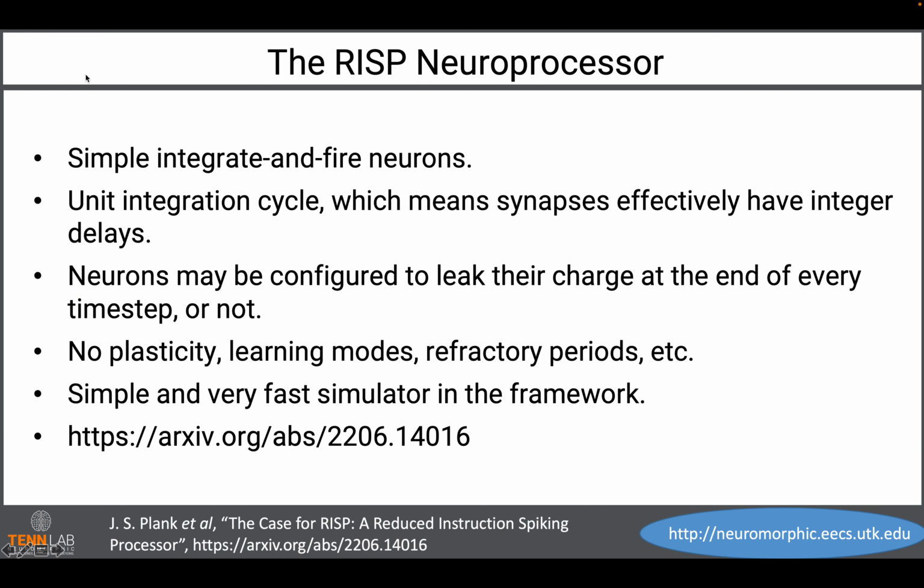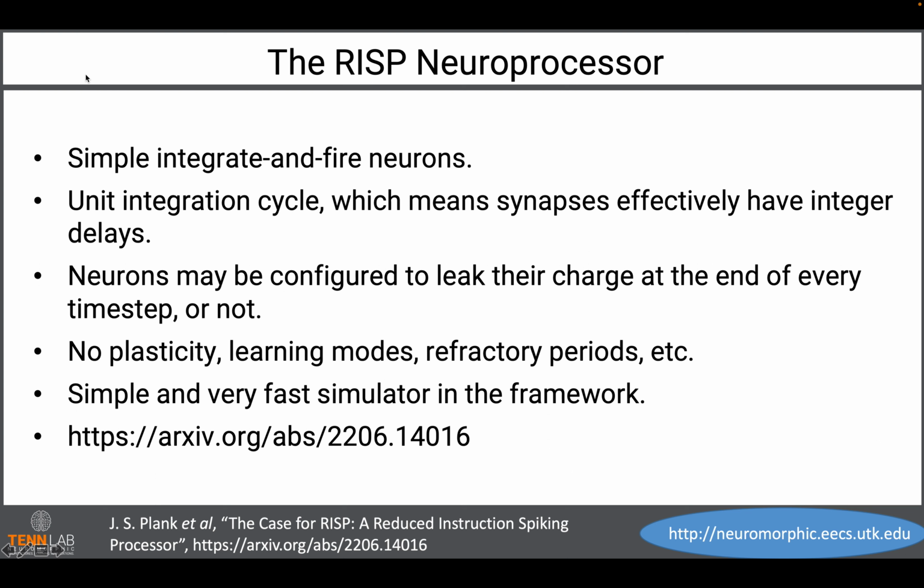So I'll talk a little bit about the RISP neuroprocessor. This is the one that we're going to use in this walkthrough, largely because it's so simple. So the neurons are integrate and fire, simple addition. There's an integration cycle, meaning that we integrate over a unit time step, and then it is only at the end of the time step that we compare what the action potential of the neuron is with the threshold to decide whether or not to spike.